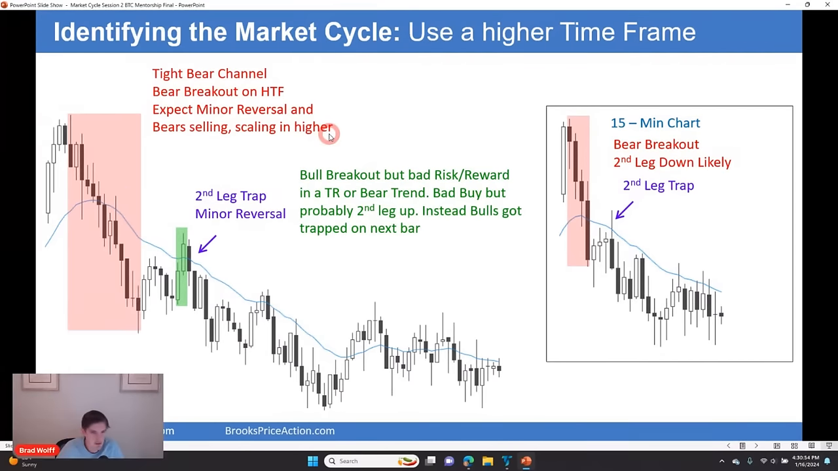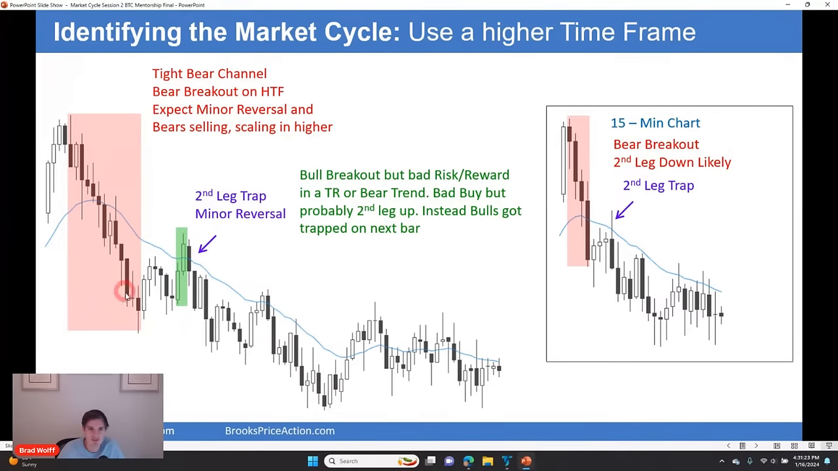I'll take that answer. The reason why you want to look at a higher time frame is the higher time frame market context is going to influence the lower time frame. So let's keep it simple. If I look at a 5-minute chart, the 60-minute chart is going to heavily influence the 5-minute chart. So one thing I do, if I'm trading a 5-minute chart, I'm always thinking about a 15-minute chart.